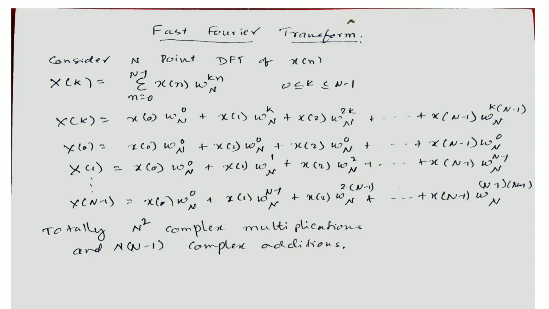And also in each equation we have N terms or N minus 1 additions. So as we have N equations, each equation has N minus 1 additions. The total number of complex additions would be N into (N minus 1) complex additions. That means to obtain the N-point DFT of a sequence x(n), we require totally N square complex multiplications and N into (N minus 1) complex additions.